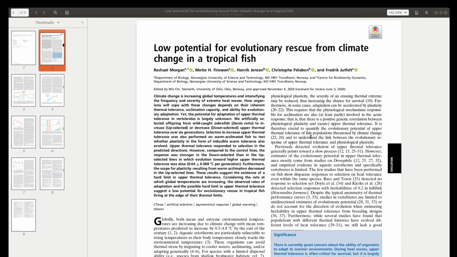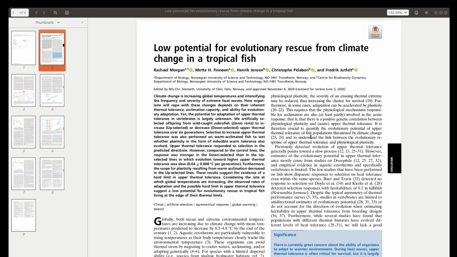Variation in heat tolerance, number one. Number two, that variation has to be heritable. And number three, that variation needs to allow them to overcome those increases in temperature. So this paper describes an experiment in the aquarium, in the lab, in which they tested the hypothesis that those three components exist in a population of wild-caught zebrafish.